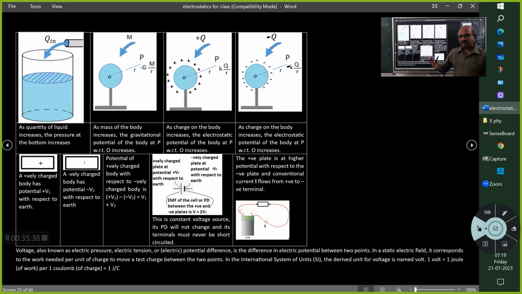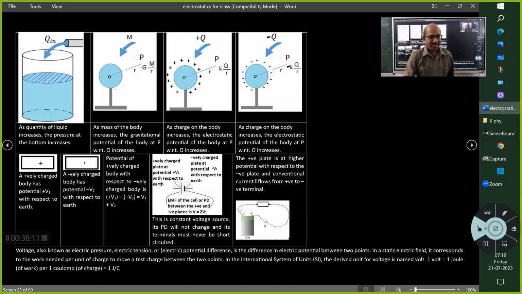GM by R stands for the gravitational potential. I'll come to that later. There are two things. One is gravitational potential, another is gravitational field. Now we are talking about gravitational field. So it will be minus GM by R square, the gravitational field at that point. Right? Are you with me? So the gravitational field at this point will be GM by R square. R stands for the distance between the object and the point, from its center.